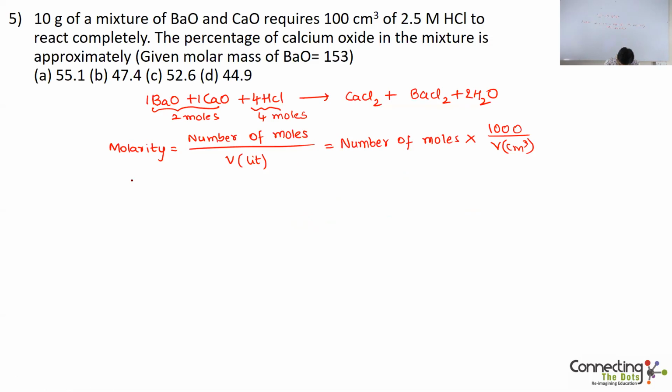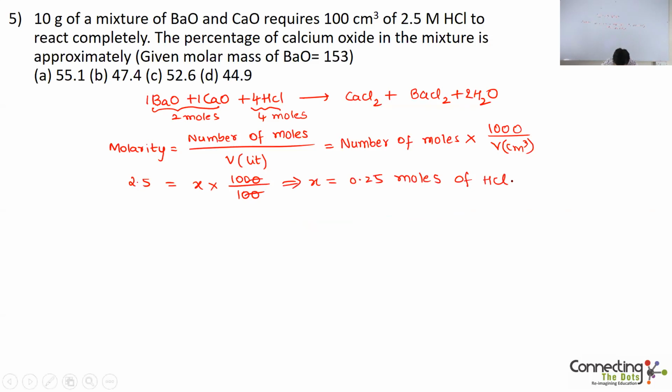So molarity is given, so it is nothing but 2.5 is equal to number of moles. We have to find out X multiplied by 1000 by V in cm³. So it's nothing but 100. So zeros goes off. So X is equal to 2.5 by 10 is nothing but 0.25 moles. So you have 0.25 moles of HCl.